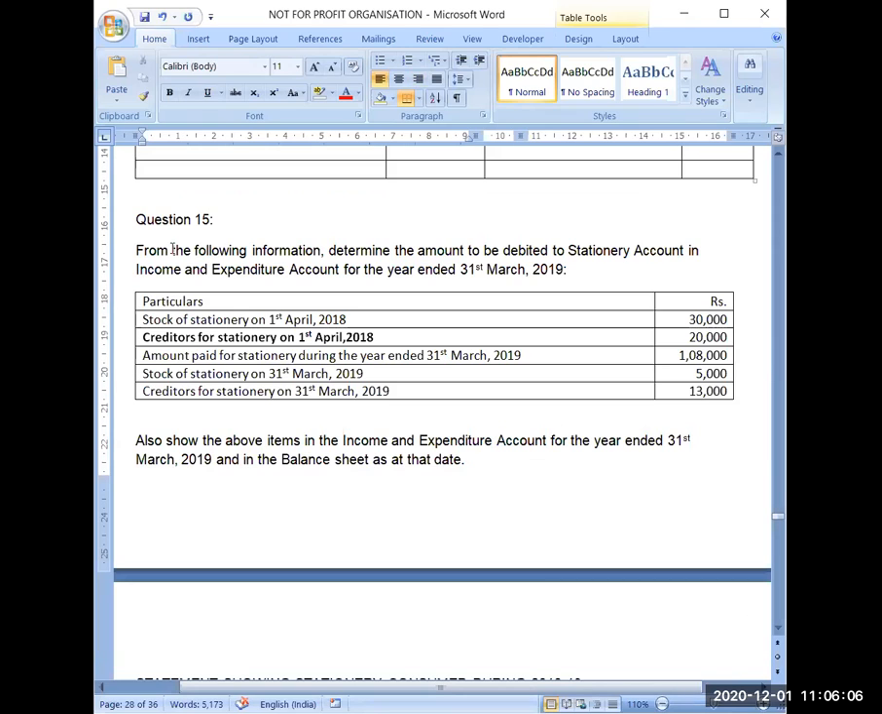From the following information, determine the amount to be debited to stationery account in income and expenditure account for the year ended 31st March 2019. So you have been given opening stock, then opening creditors balance is given, amount paid for stationery is given, so you have to prepare the creditors account also. Stock of stationery on 31st March 19, closing stock is given, and creditors account closing balance is also given. Also show the above items in the income and expenditure account for the year ended 31st March 2019 and in the balance sheet as at that date.